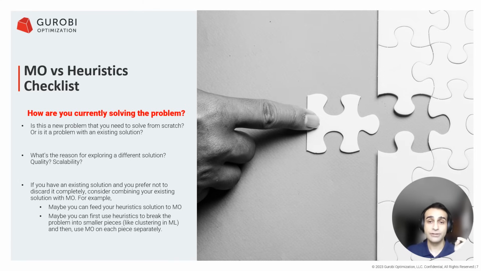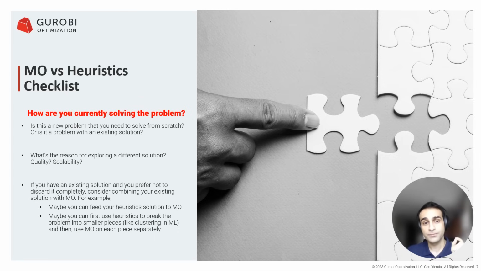Next thing to consider is, how are you currently solving the problem? Is this a new problem that needs to be solved from scratch? Or is it a problem with an existing solution? If the latter, what's the reason for exploring a different solution? Is it because the quality of the existing solution is not satisfactory? Or is it because the current solution doesn't scale well? Or are there new constraints or objectives that cannot be handled by the existing algorithms?